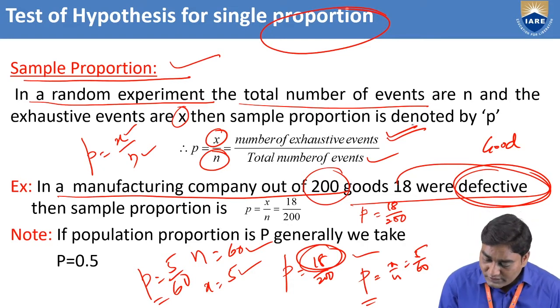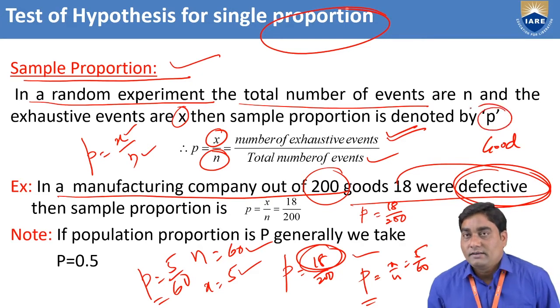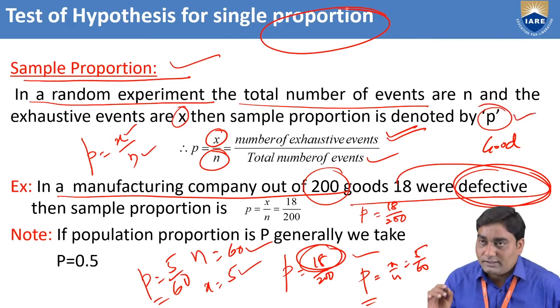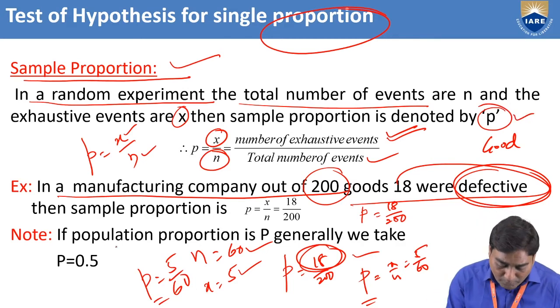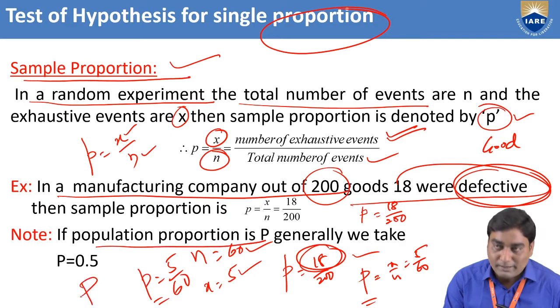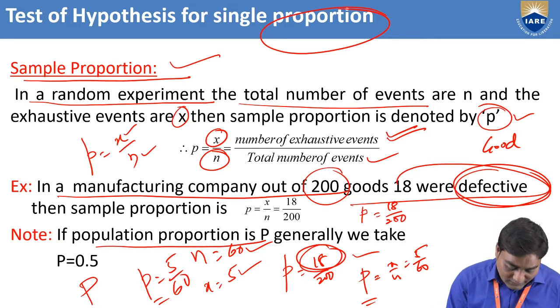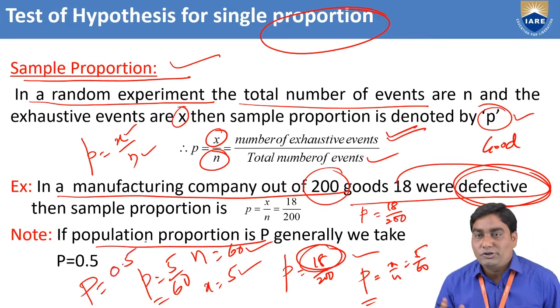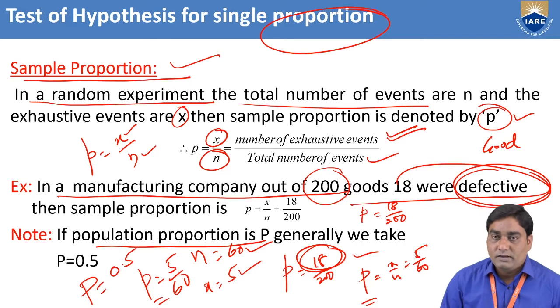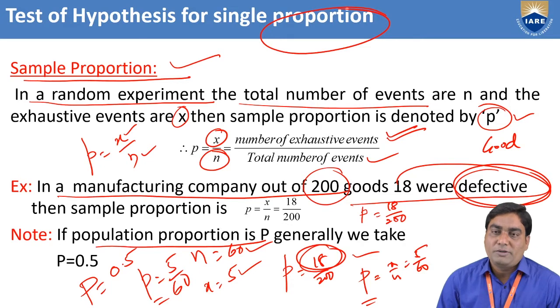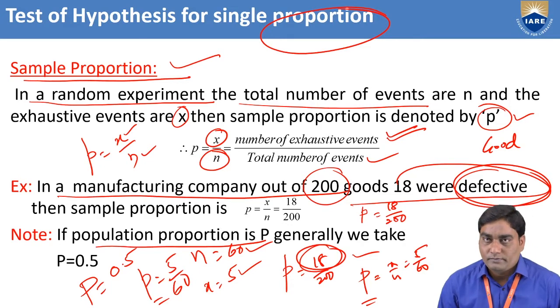The sample proportion is denoted by small p. Because it is a sample proportion, that's why we denote it with a small p. Generally, the population proportion we denote with capital P. If this value is not given, we can take 1 by 2 or 0.5, which is fixed. In case in the problem the capital P value is not given, we can take the population proportion as 0.5. So this is the definition of proportion or sample proportion.